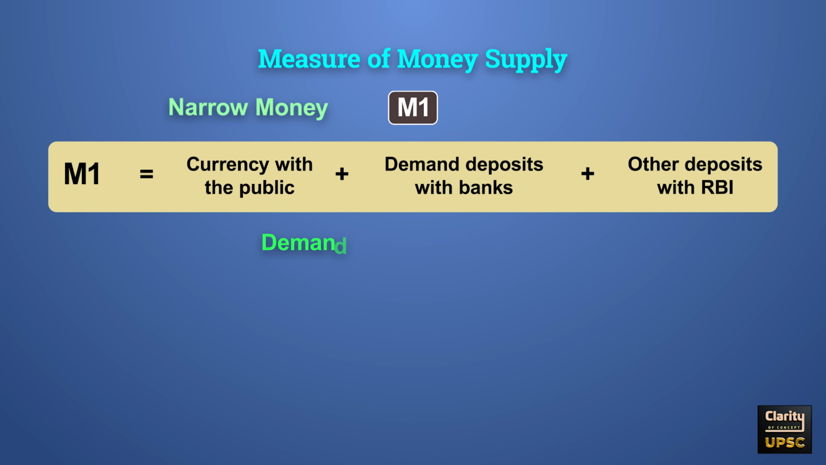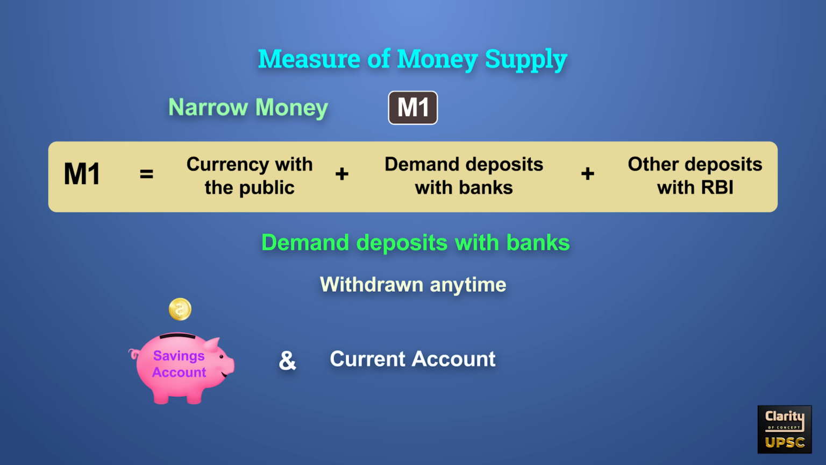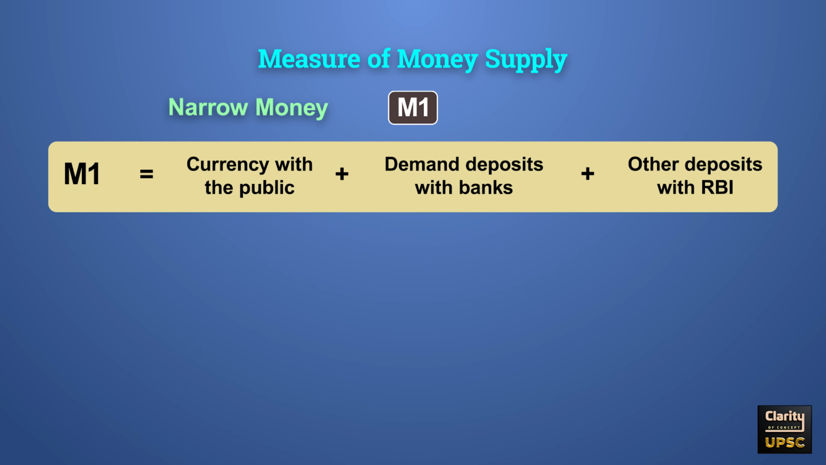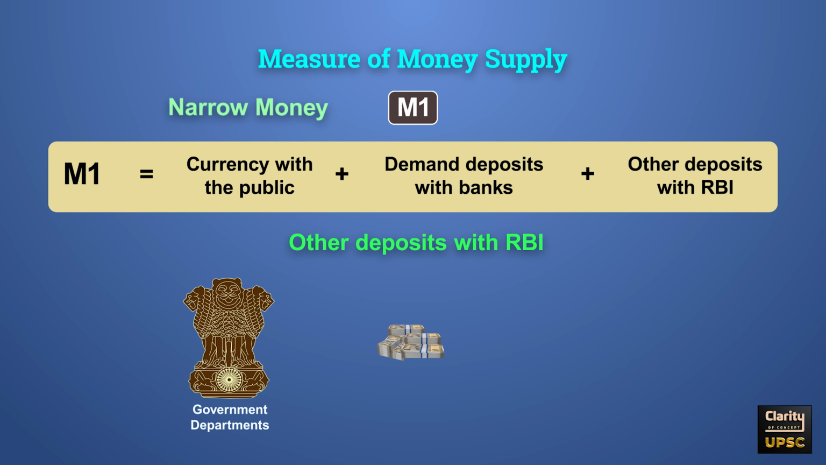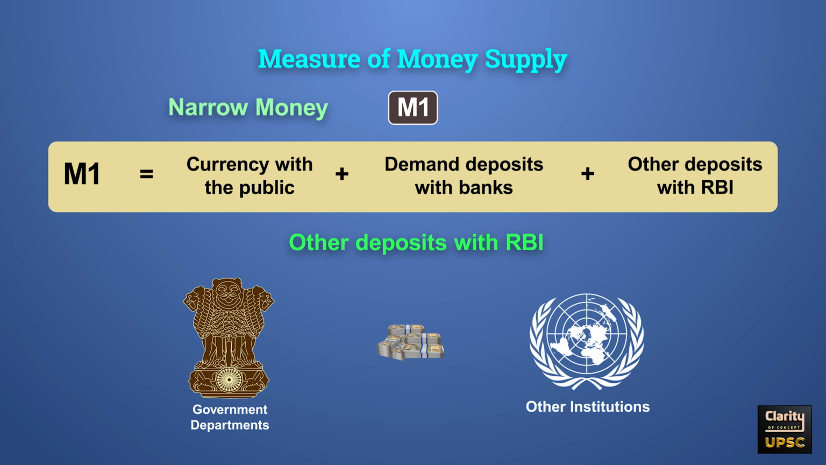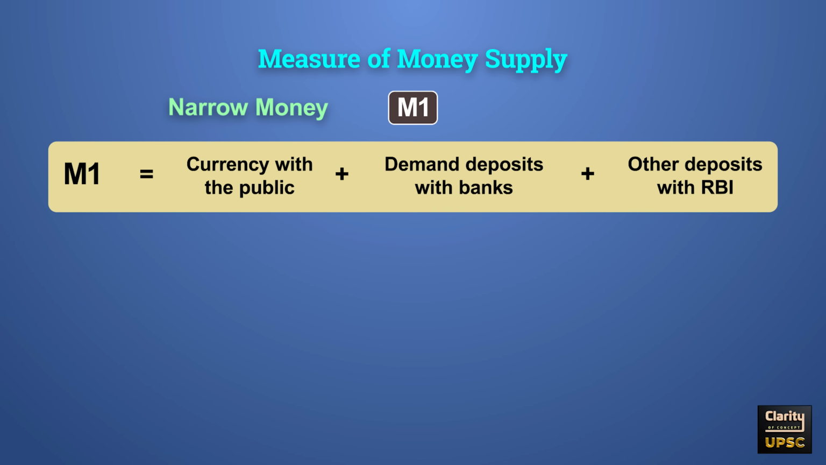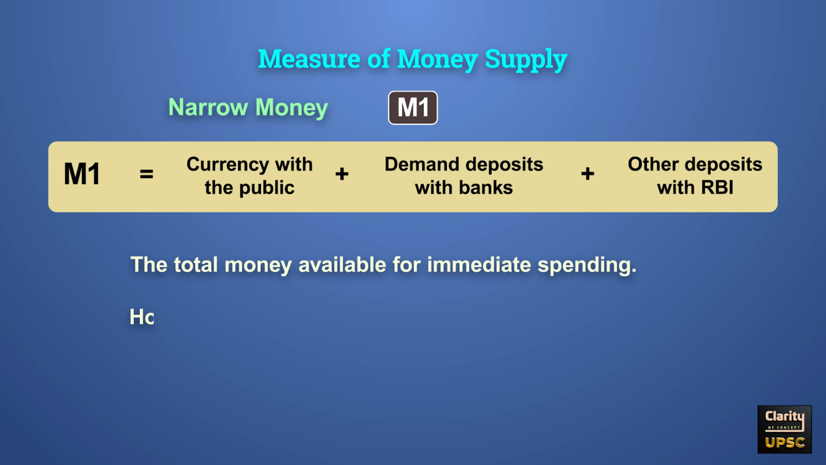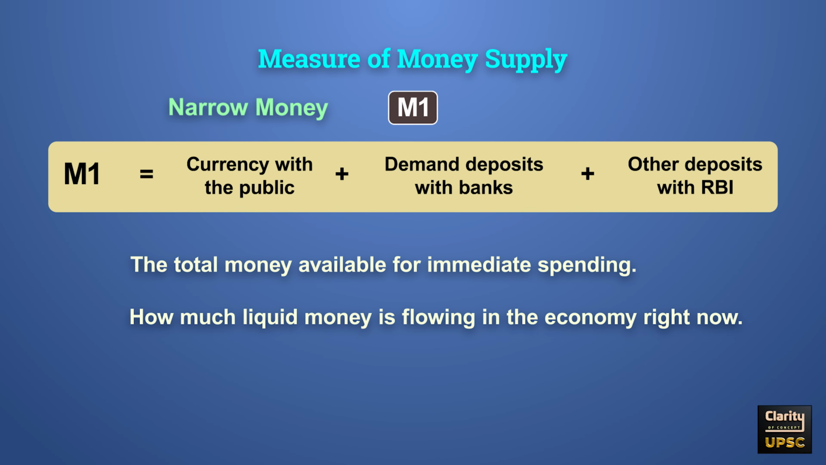Next, demand deposits with banks. These are deposits that can be withdrawn anytime. For example, your savings account and current account. You can take out this money on demand. Then, other deposits with RBI. These are small deposits from government departments and some other institutions. All these together make M1. M1 is useful because it shows the total money available for immediate spending. It tells us how much liquid money is flowing in the economy right now.